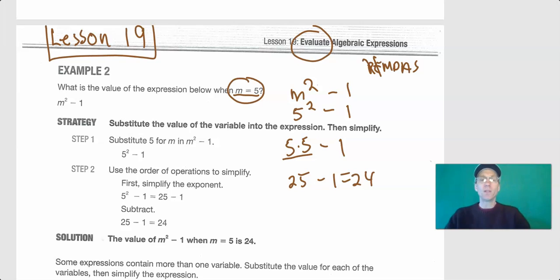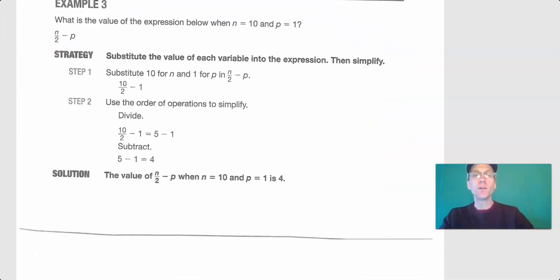Okay? And that's what they've done down here. So that's all we're doing. We're going to evaluate. We're going to find out, well, what goes in place of that letter? What's the value? And so we'll evaluate once we put that number in. Okay, let's go to number 3.